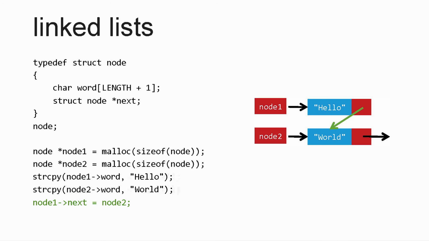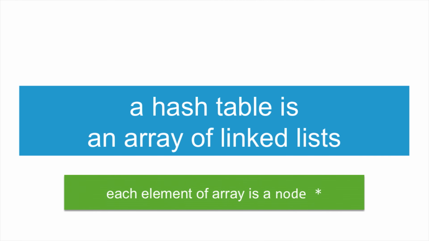How do I link them? Well, I'll simply access the next variable for node 1 and point that to node 2. Great, so now we have a linked list of size 2. Remember that a hash table is simply an array of linked lists, where each element of the array is a node pointer. So your hash table might look something like this.